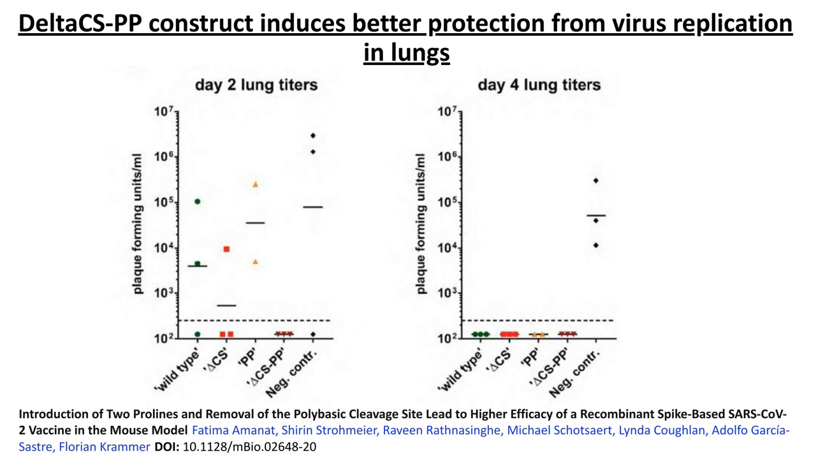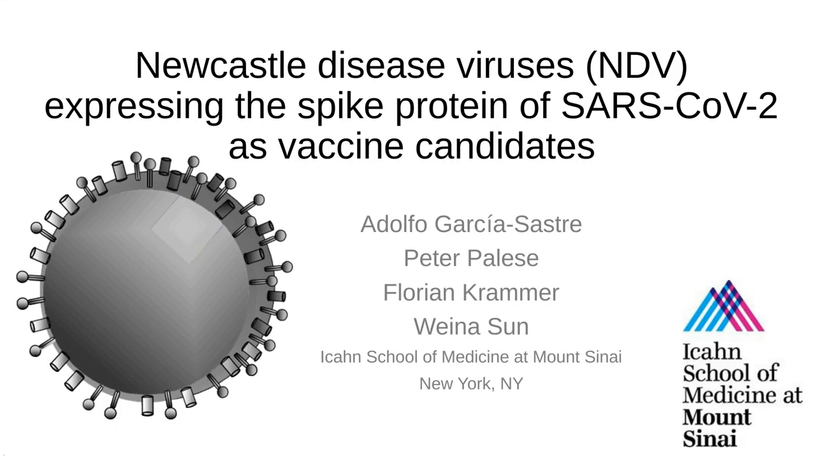At day 4, they are all equally identical, but it looks from these studies that the antigen that contains the cleavage site removed of the spike and the two proteins that further stabilize the spike is the antigen that induces better protective immunity in mice. And this leads us now to our studies with the Newcastle disease viral vector.